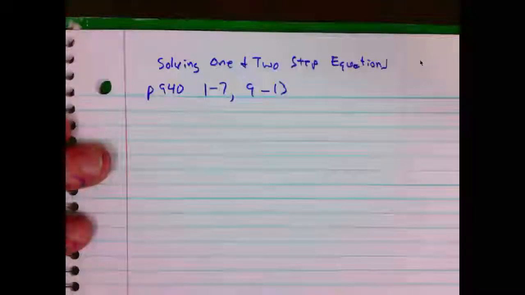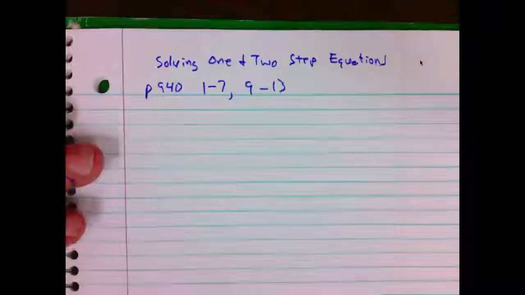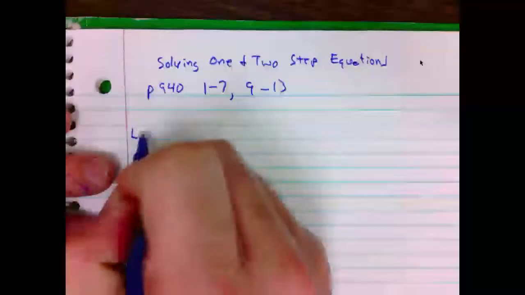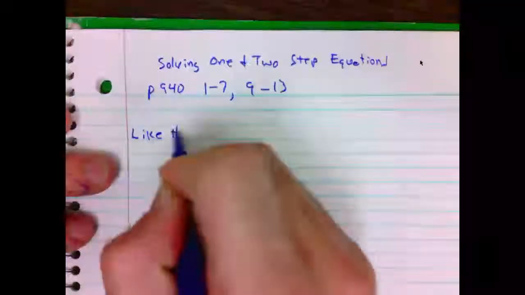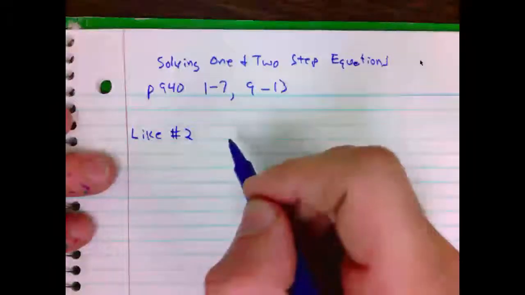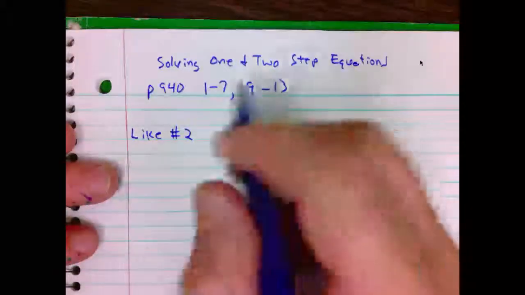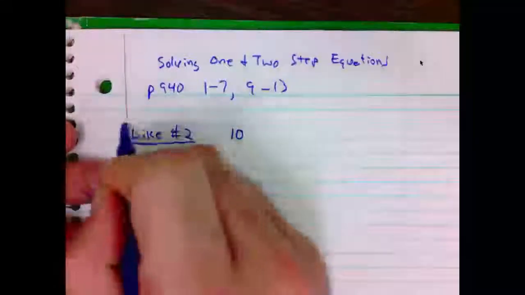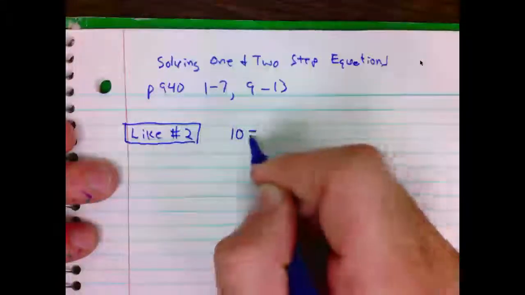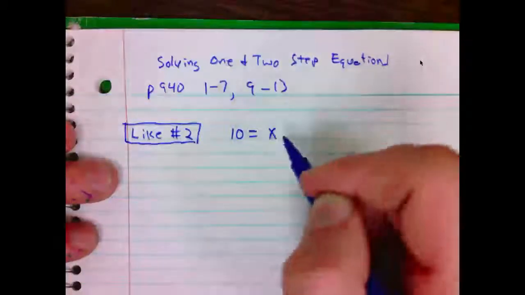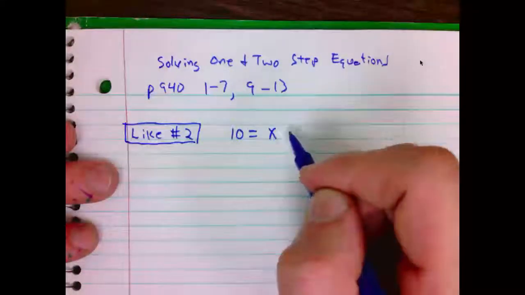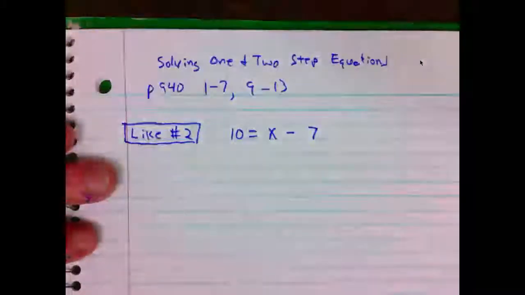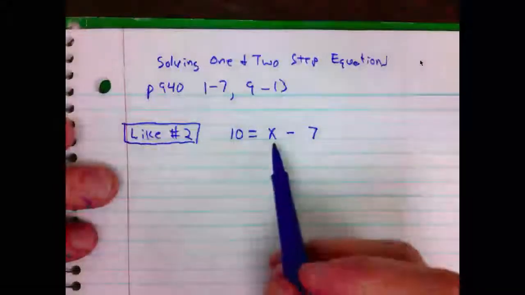Alright, I'm not going to do the problems on the assignment. I'm going to do ones that are very similar. So I'm going to begin with one like number 2. Number 2 says 8 equals m minus 13. A similar problem would be 10 equals x minus 7.